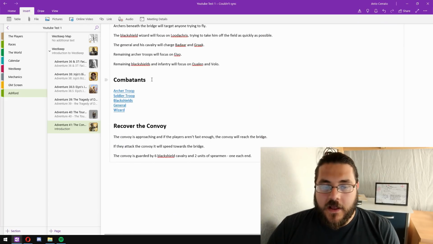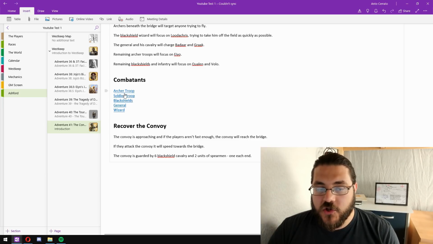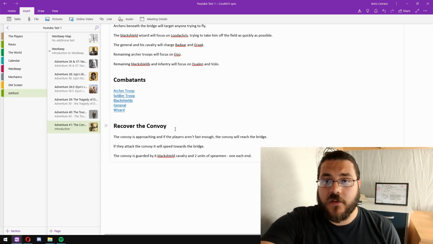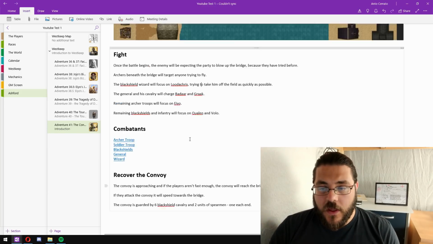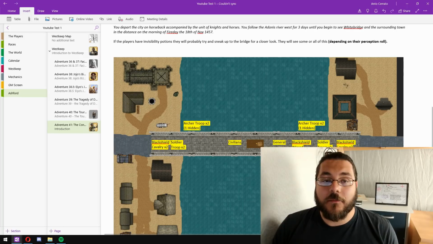And then finally, I will link each of the enemy types to their D20 page so that I have the rules ready to go at a moment's notice. And then I finish off by just listing the end of the session. So the end of the session for this is them recovering the convoy. But I hope that has helped you see how I plan out encounters and sessions in OneNote.